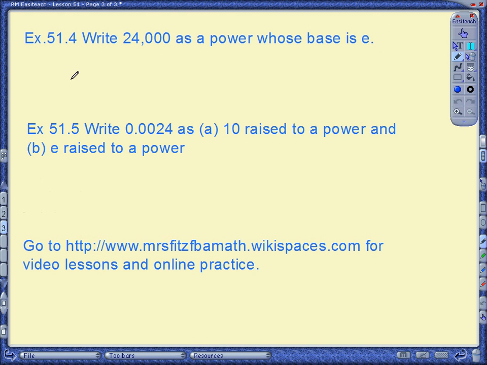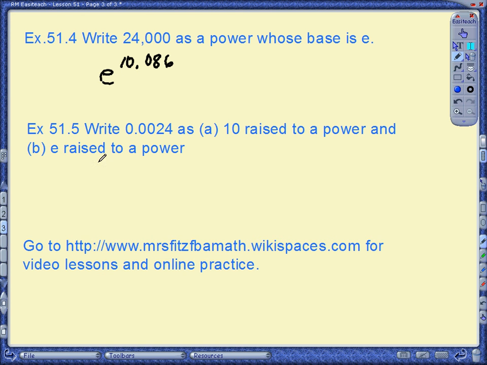We want to write 24,000 as a power whose base is e. Okay, so we're going to do ln 24,000 and enter, and we get 10.0858. Okay, so I'm going to write e to the 10 point, rounding to 3 decimal places now, 86.